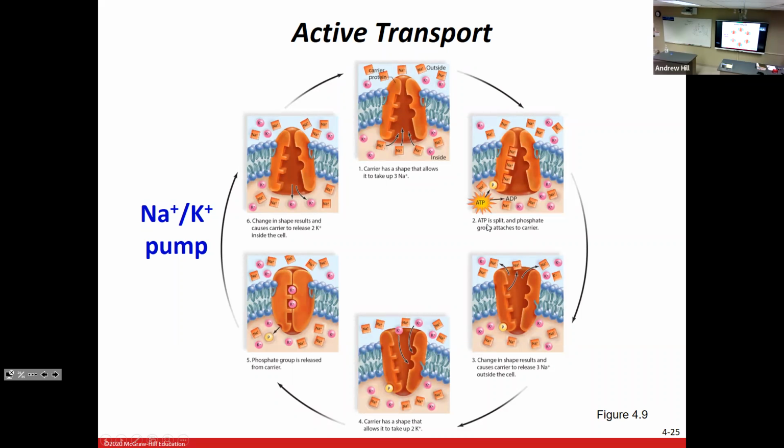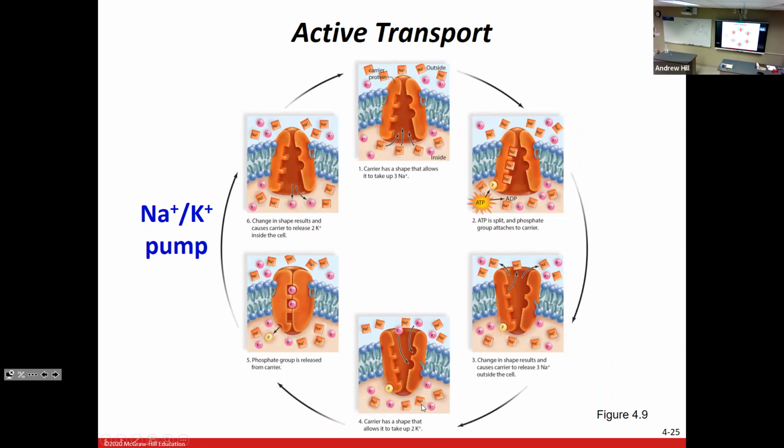Next, step 2, ATP comes along, it's split, and a phosphate group attaches to the carrier. You then have a shape change, you see this? And the 3 sodiums, they're only loosely bound here with things like hydrogen bonds, right? They can come out. They release the sodium to the outside of the cell. The convention here is the outside is always on the top, right? Here's the inside of the cell.